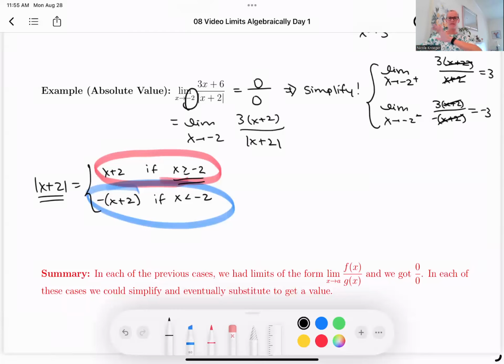So the right-hand limit gives us 3. The left-hand limit gives us -3. These are not equal to each other. So our overall limit does not exist because the left and right-hand limits were not equal.